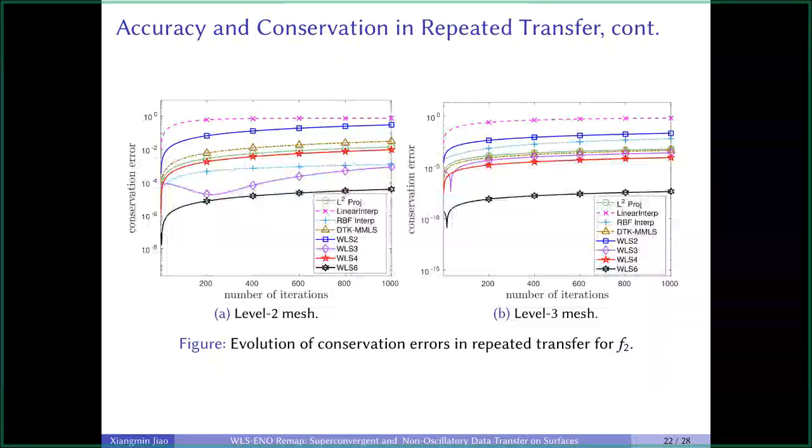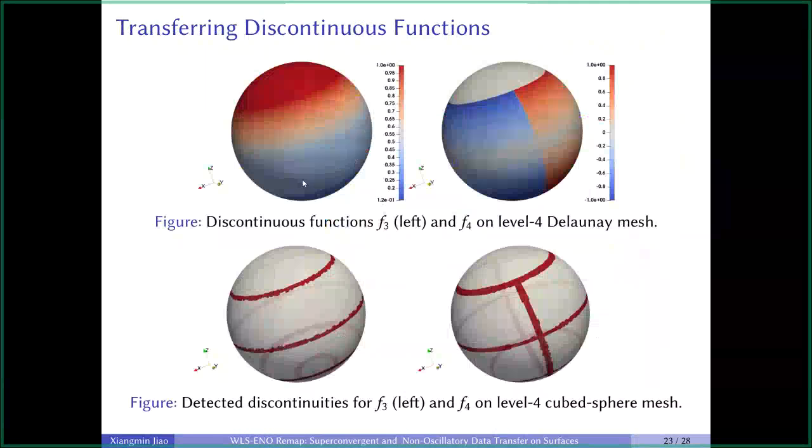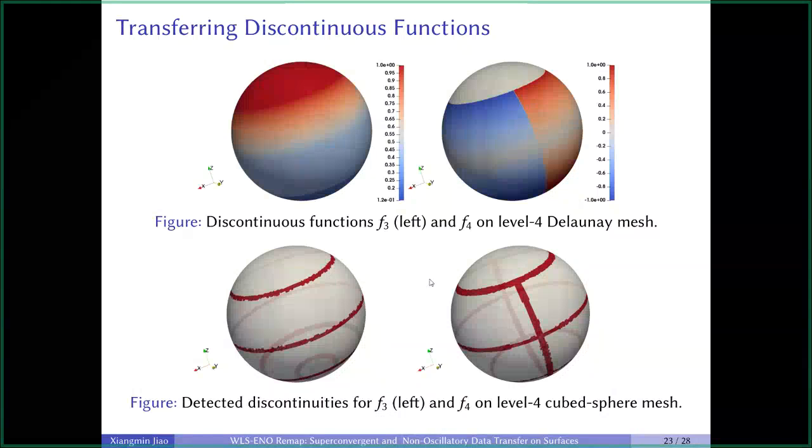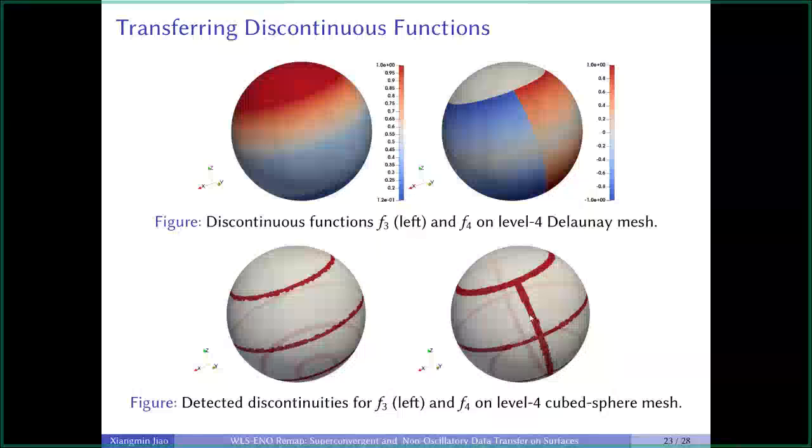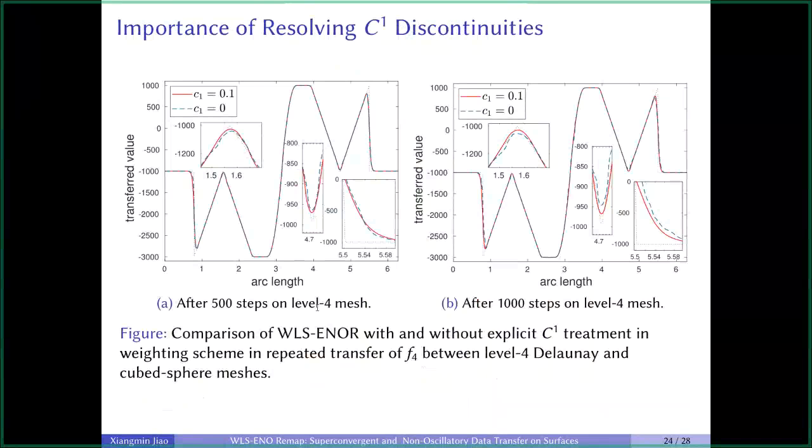And now for discontinuous functions, there are a couple of examples for functions f3, f4, on the surfaces. And these are the detected discontinuities. You can see all the discontinuities are detected correctly. There are no false positives or false negatives, except that there is a finite width, like 2 or 3 cells wide. And after we detect discontinuity, now here this shows why it's important to resolve C1 discontinuities.